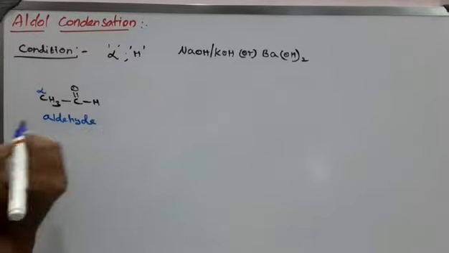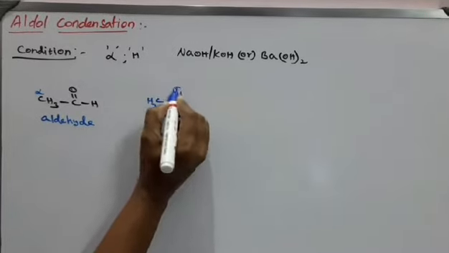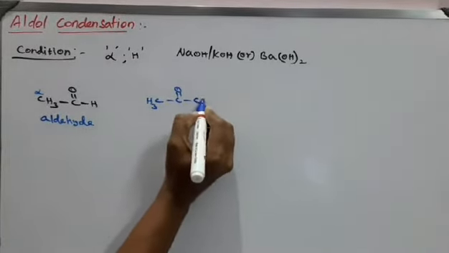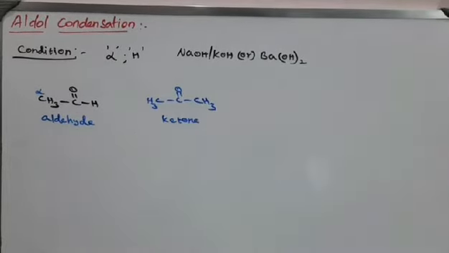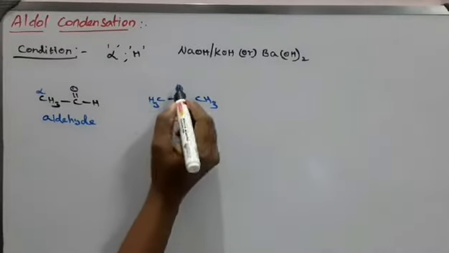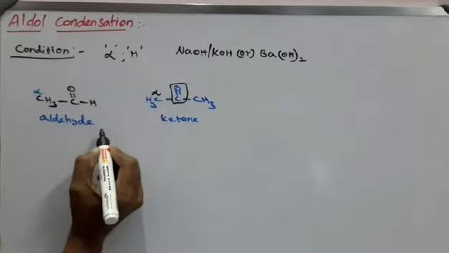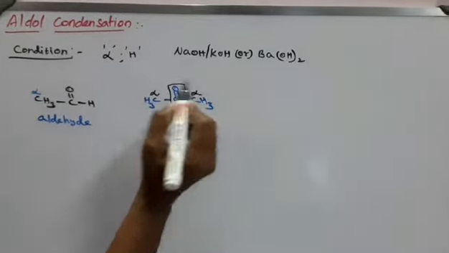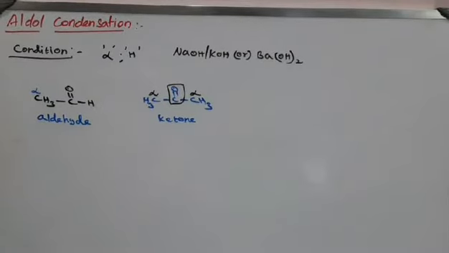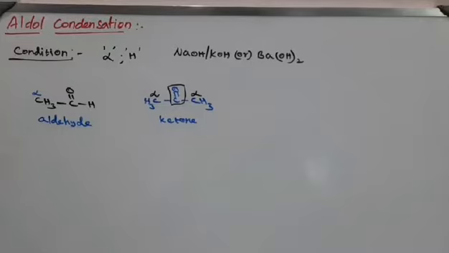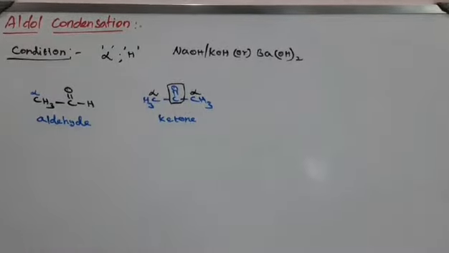Suppose ketone, what is the formula? CH3 C double bond O CH3. This is ketone. You see, the carbons nearest to the functional group have alpha hydrogen atoms, this one and this one. For ketone, we have 2 alpha carbons present. So aldehydes and ketones that contain alpha hydrogen atoms undergo aldol condensation.